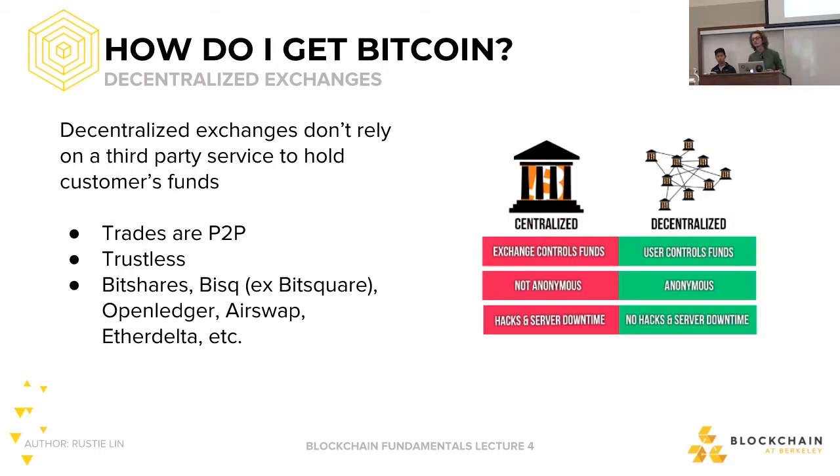Some examples of these decentralized exchanges, there's BitSquare, BitShares, OpenLedger, NXT, Counterparty. I think there's one called BISC. They're not necessarily better than centralized exchanges. They're just different. There's a different set of security considerations. And you know, there's trade-offs between these two systems.